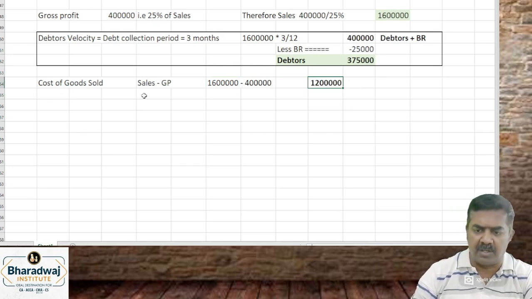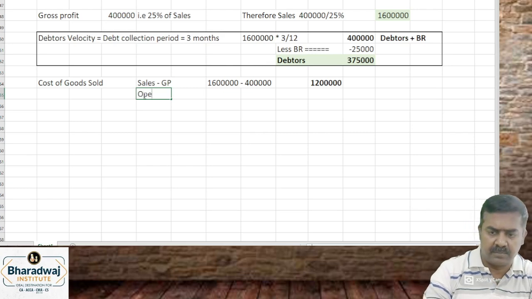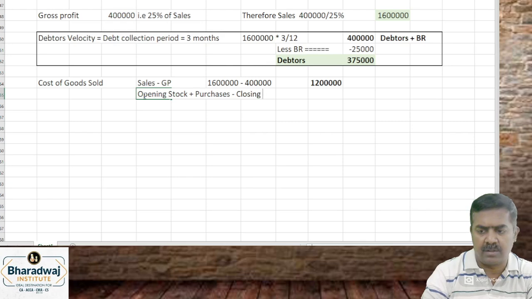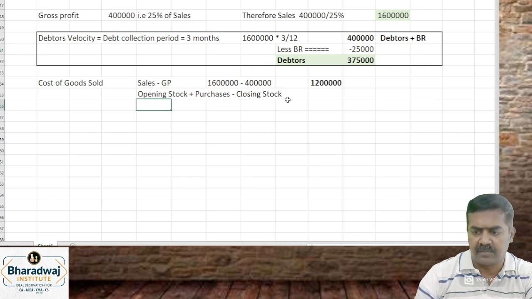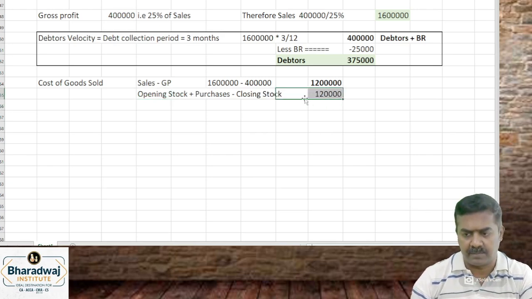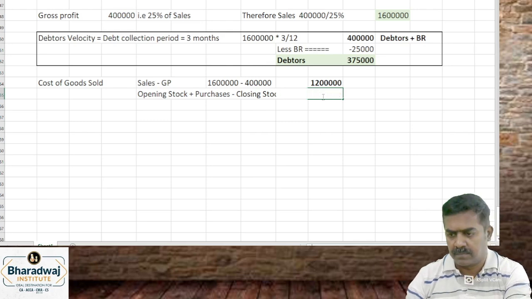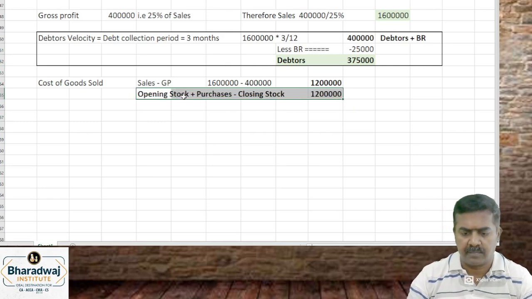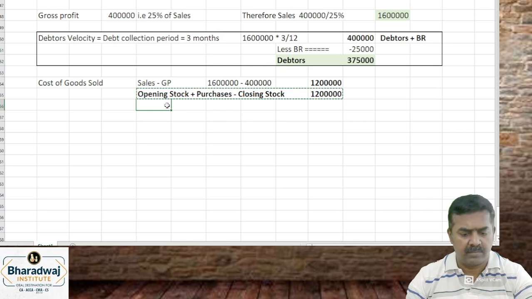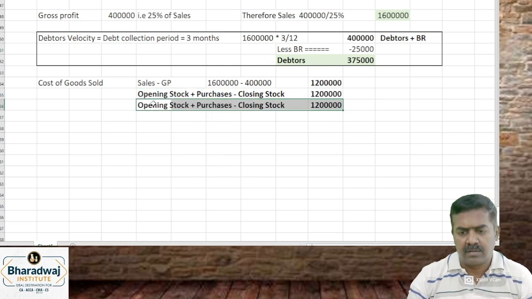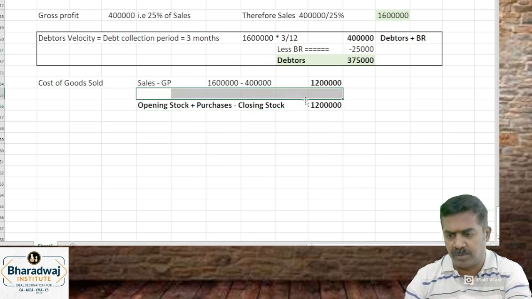What is the alternative formula for cost of goods sold? Opening stock plus purchases minus closing stock. This should be equal to 12 lakhs. Wait பண்ணுங்க, இந்த formula அப்புறமா வரேன்.